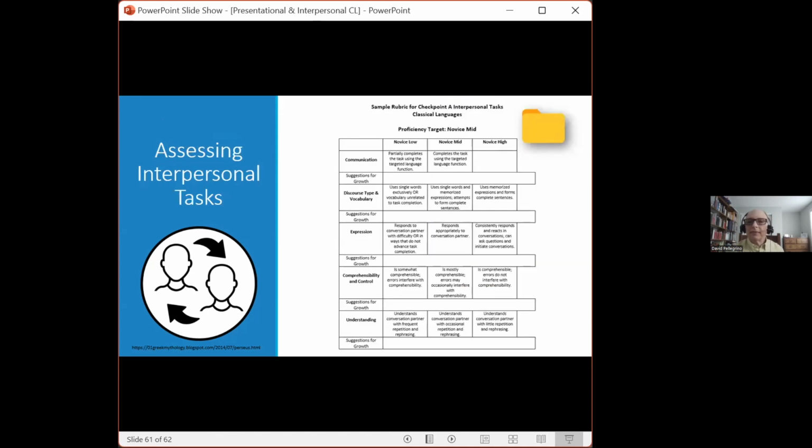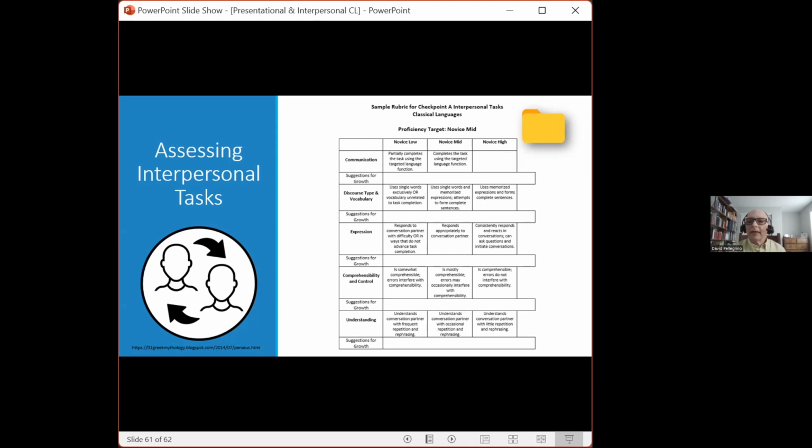So this slide has a sample rubric to assess, or to have students self-assess, how well the interpersonal tasks in the unit were performed. There are 3 columns. I know they're small, but it's in the Google folder. Novice low is the first column after communication, discourse type, etc. Novice mid, and then novice high. Novice low basically means doesn't quite meet the expectations for the task. Novice mid means the student meets those expectations. Novice high basically says that the student exceeds the expectations for the task.